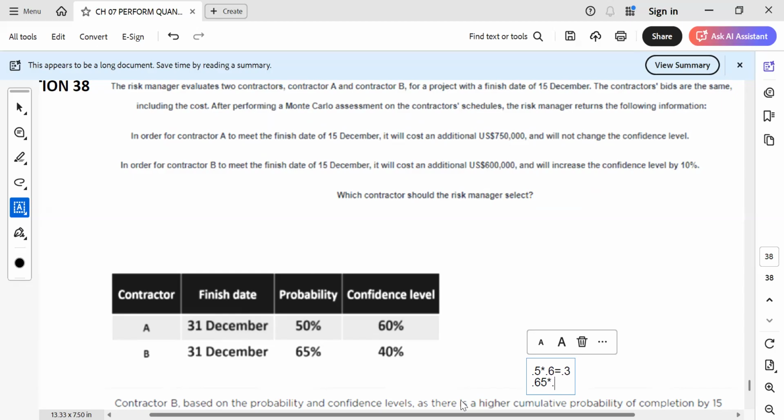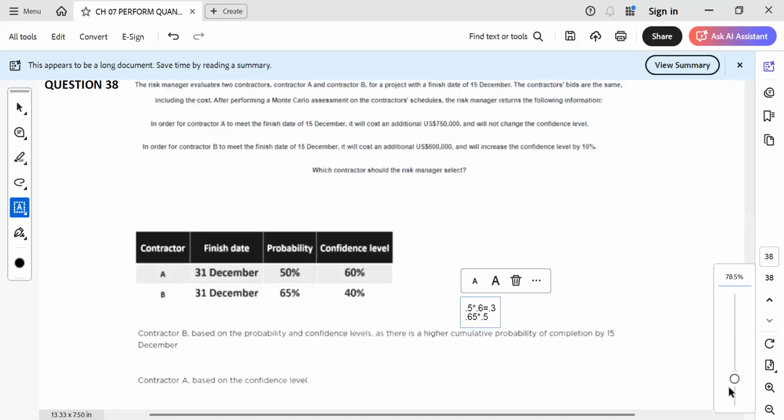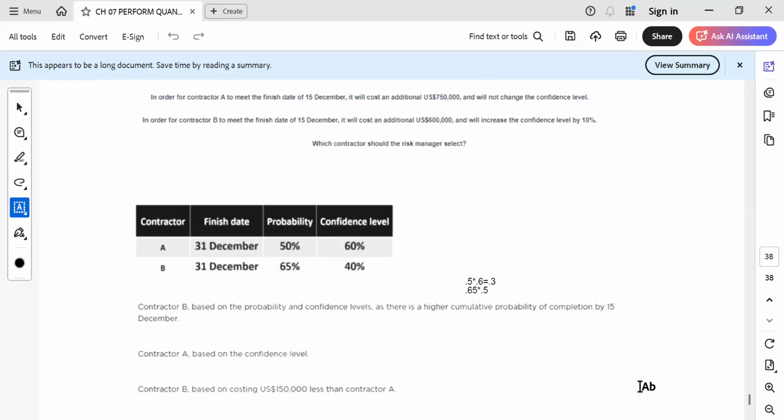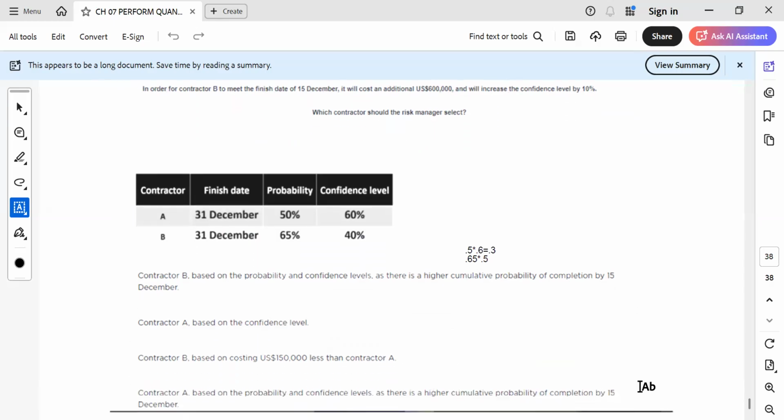So what is the confidence level? We should multiply 0.65 by 10% plus 40%, so it will be 50%, which is 0.5. So the answer will be more than 0.3, right? Yes, sir. Okay, we are going to select B. Agreed, but based on what? Higher cumulative ranking, sir. What is the answer given? Higher cumulative is written in both A and B, so which answer is correct, since cumulative is written in both?